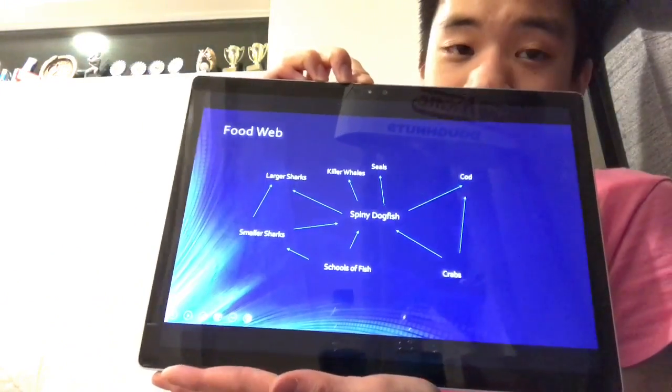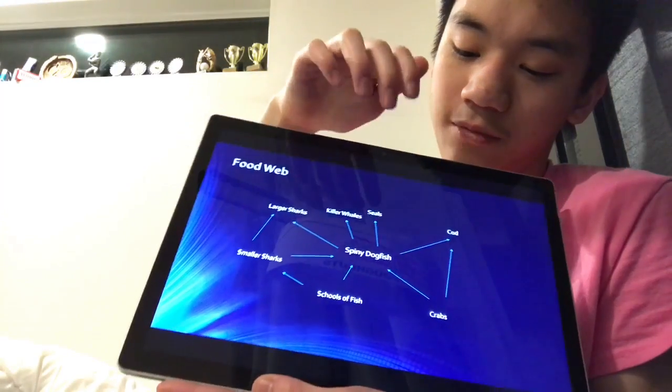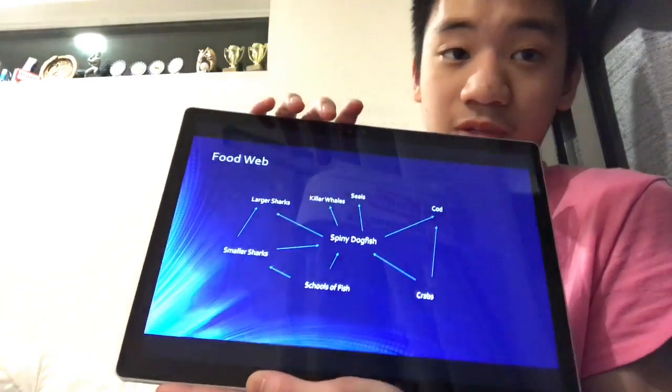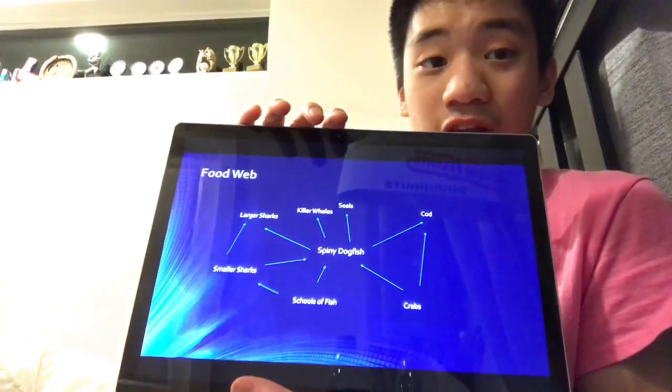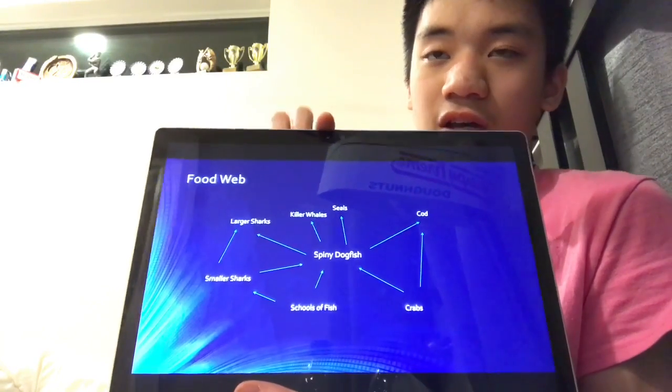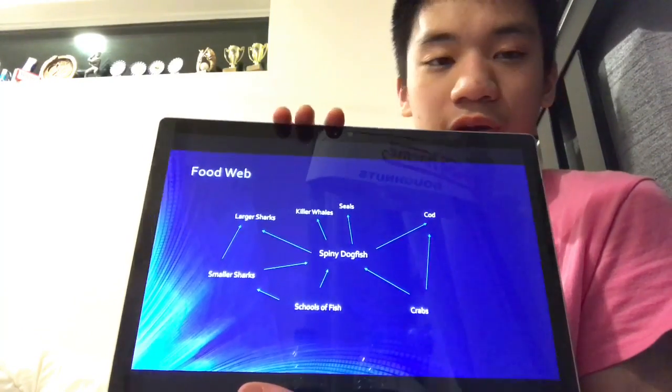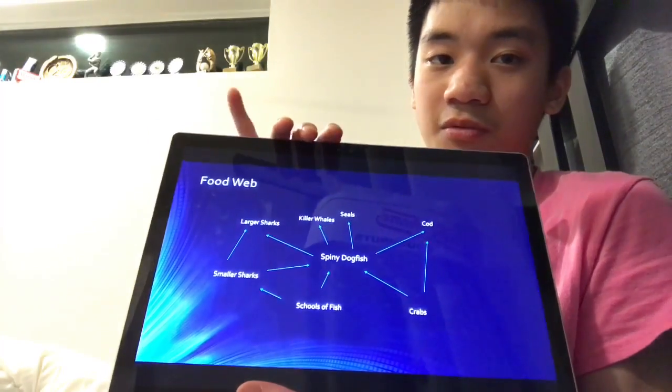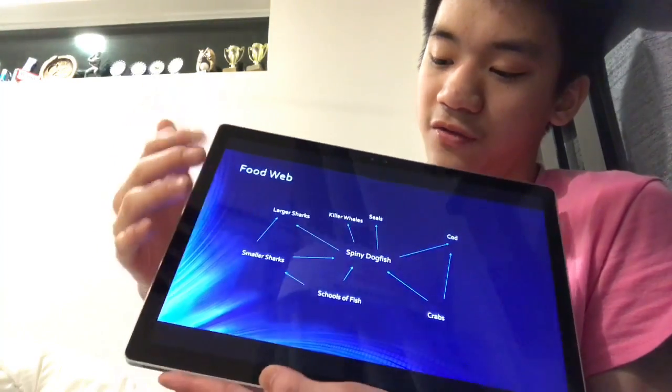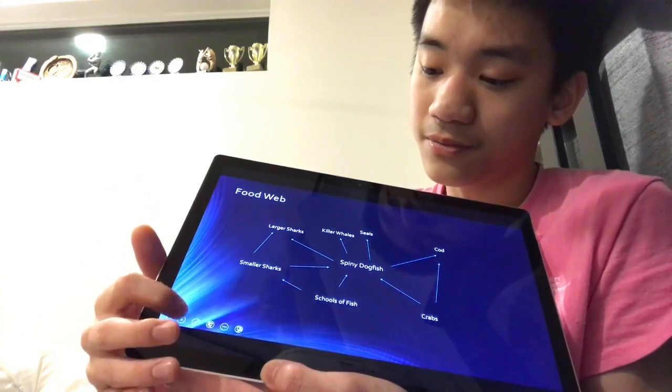This is a food web for spiny dogfish. It primarily eats schools of fish, crabs, and smaller sharks. However, they are preyed on by larger sharks, seals, killer whales, and cod, which is a common predator for them. So they are kind of in the middle of a food chain.